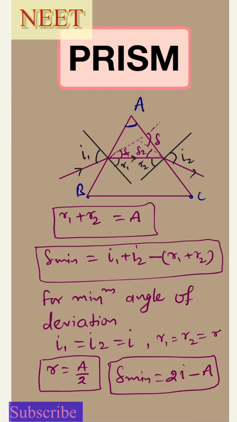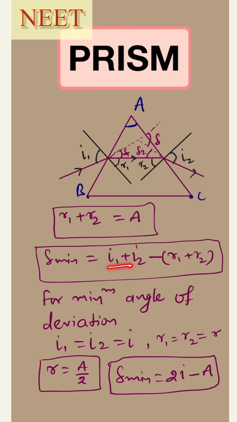So in this, we need to remember some formulas which come from the derivation. This one is R1 and this one is R2. So R1 plus R2 is equal to angle of prism. And for the deviation, delta minimum is equal to I1 plus I2 minus (R1 plus R2), and R1 plus R2 is equal to A. So we need to put it here and we will get the result.